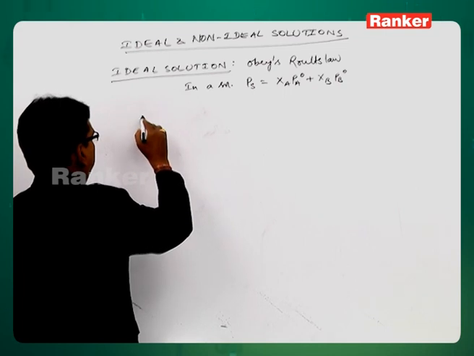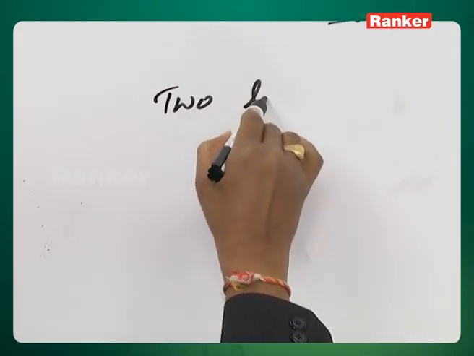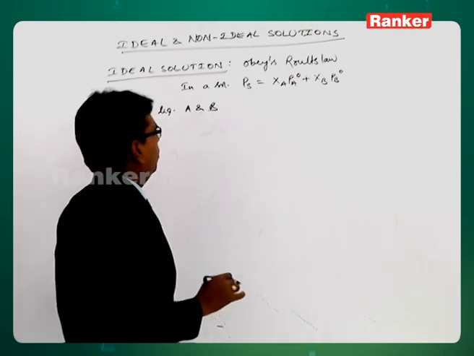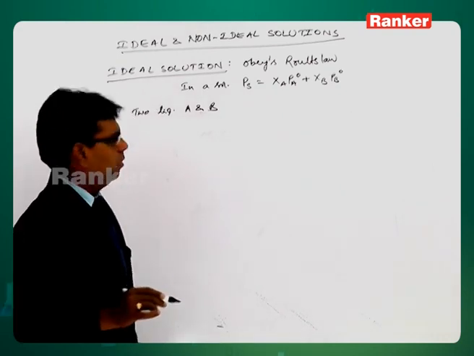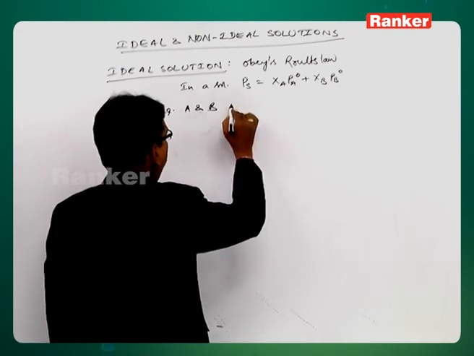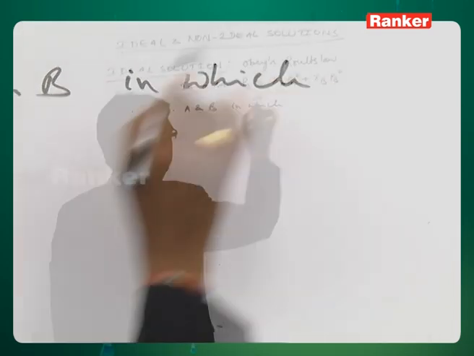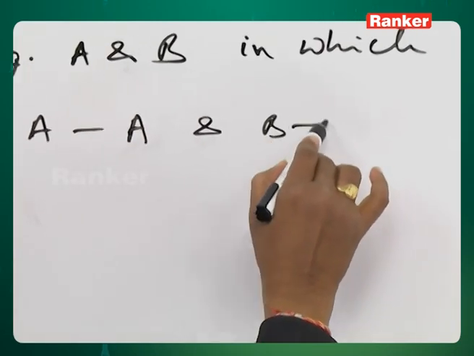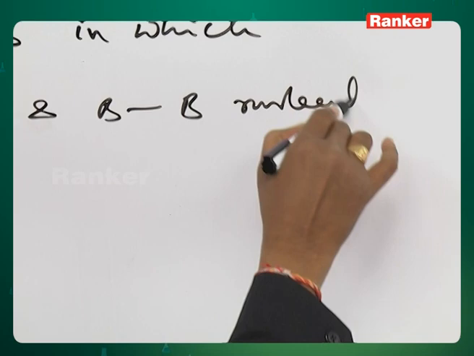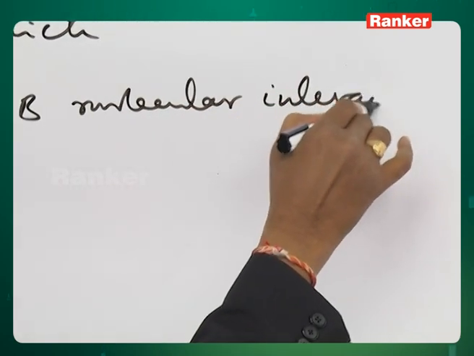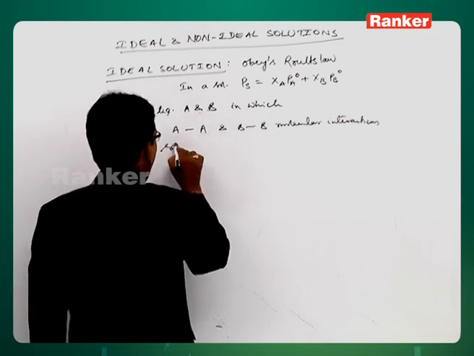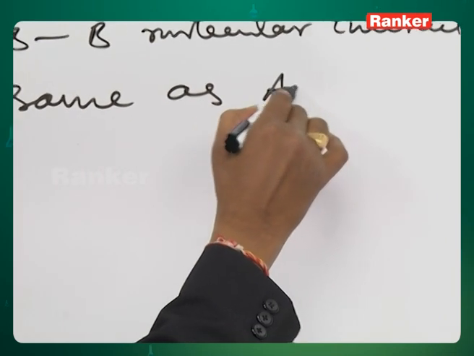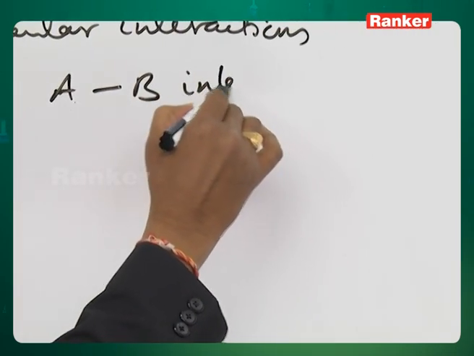Suppose two liquids A and B are forming an ideal solution. If you consider the two liquids A and B, the AA molecular interactions and BB molecular interactions should be the same as the AB molecular interactions.